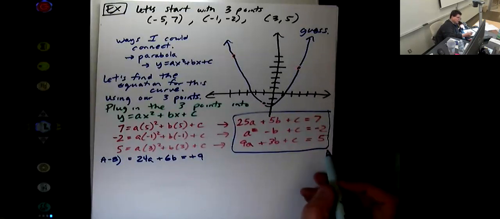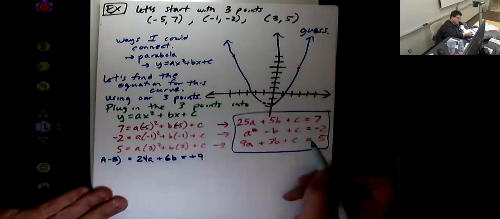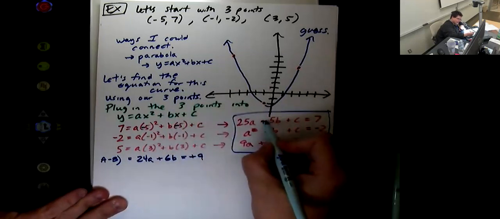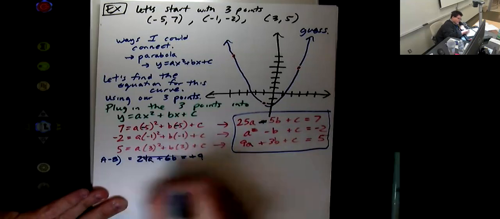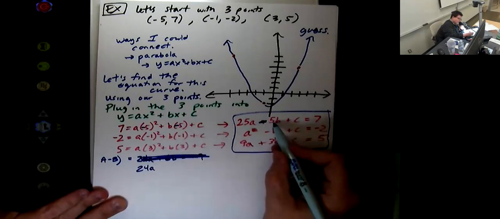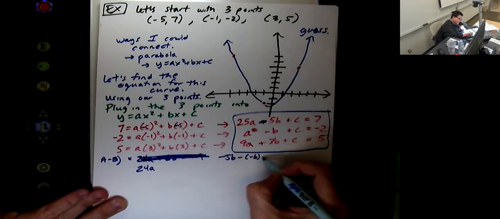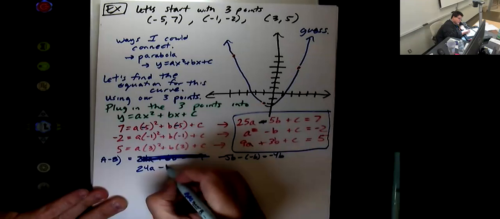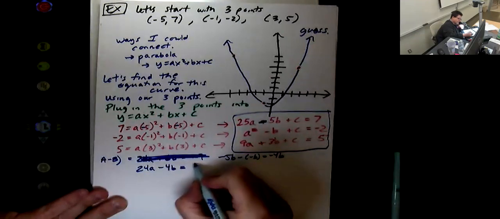Hold on. That was a -5, which makes that a -5b. That's going to change this. I have 24a still, but it's going to change the b's. -5b minus -b will give me -4b. The c's went away, and the right side was still 9.